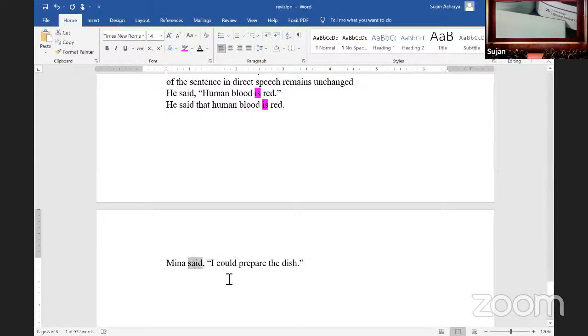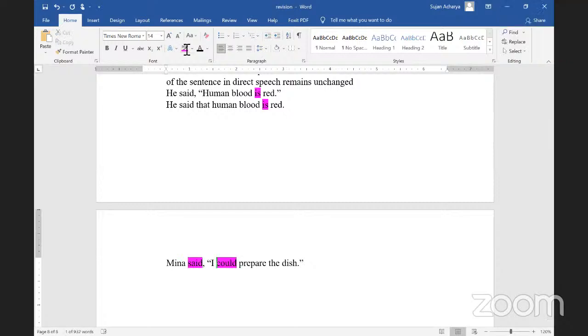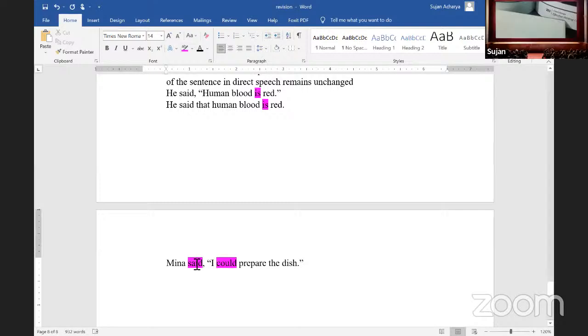How can there be "can" here? Here the reporting verb is in past tense. Could. Because this reporting verb, whether it is followed by an object or not, and the tense of the reporting verb and the tense of this sentence. The answer is Meena said that she could prepare the dish. Don't get confused.